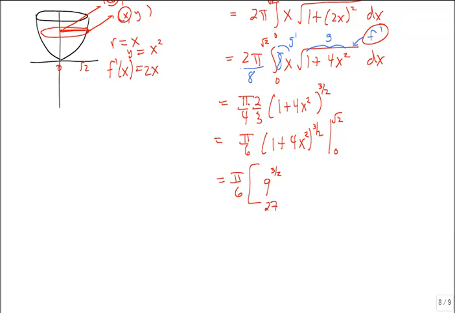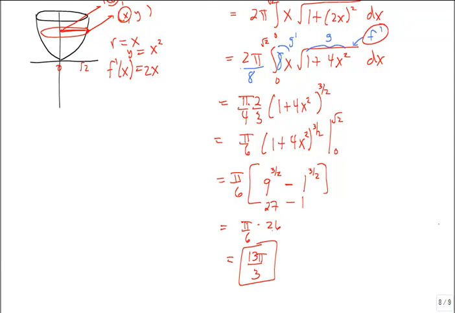If I plug in 0, this whole term becomes a 0, but we still have to add 1 to that. So that's going to give me a 1 to the 3/2, and we're subtracting that upper and lower bound. So this is just 27 minus 1, which is 26, times that pi over 6, and if I divide by some 2's, I get 13 pi over 3.